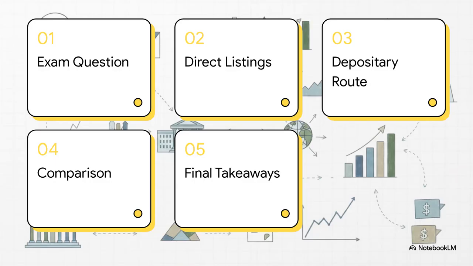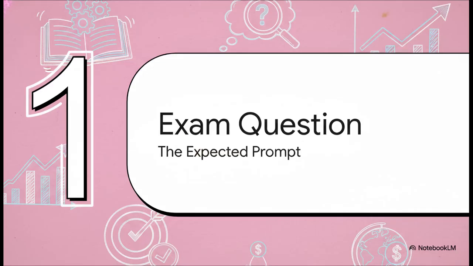We're going to cover the expected exam question, direct listings explained, the depository receipt route, a direct versus indirect comparison, and finally, your key exam takeaways. Okay, Section 1, the expected exam question. Let's frame the exact problem you need to solve to get those maximum marks.